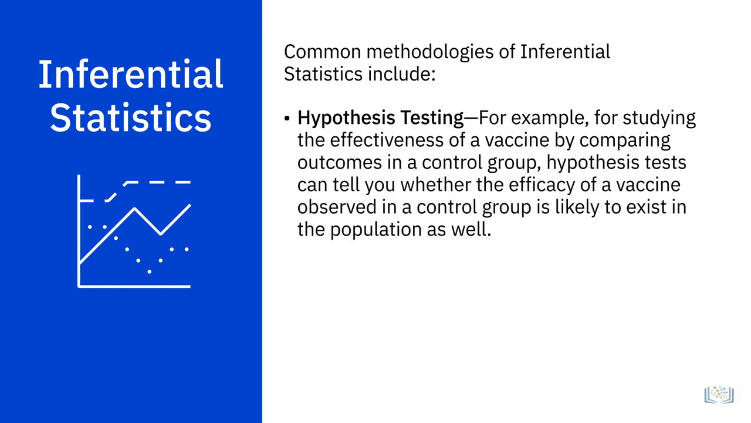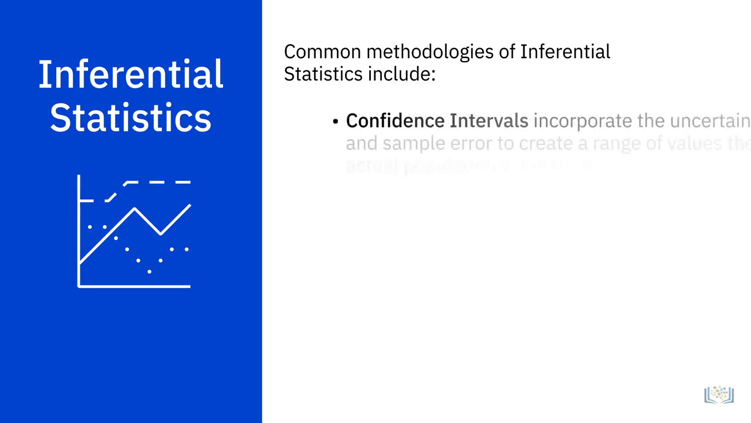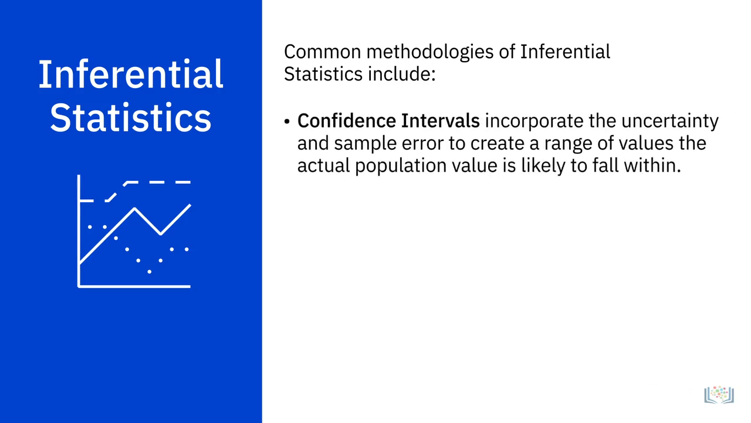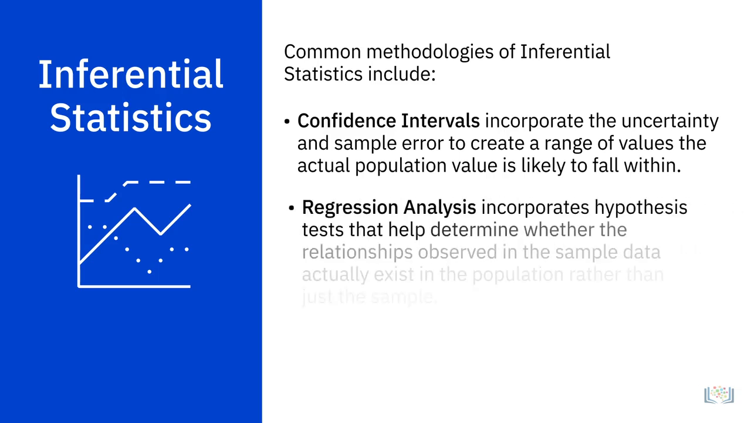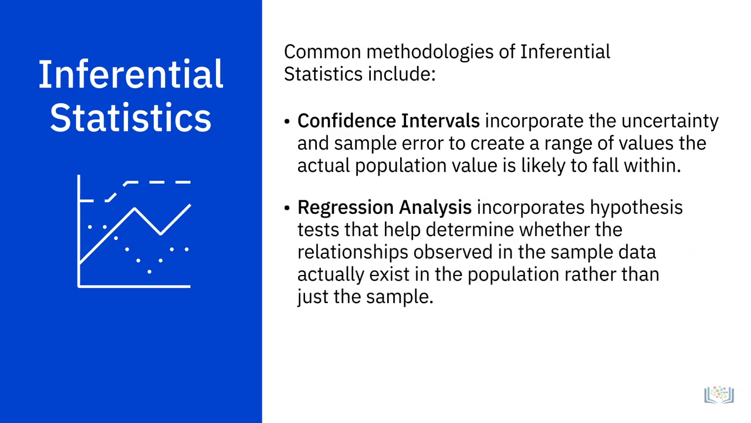Hypothesis testing, for example, can be used for studying the effectiveness of a vaccine by comparing outcomes in a control group. Hypothesis tests can tell you whether the efficacy of a vaccine observed in a control group is likely to exist in the population as well. Confidence intervals incorporate the uncertainty and sample error to create a range of values the actual population value is likely to fall within. Regression analysis incorporates hypothesis tests that help determine whether the relationships observed in the sample data actually exist in the population, rather than just the sample.